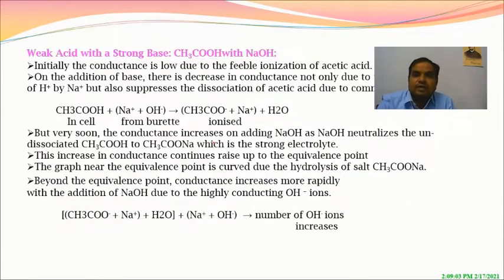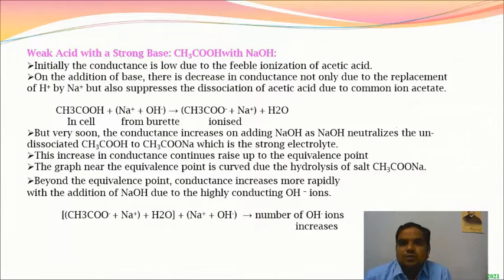Going further, the next one we have is the weak acid with a strong base. We are taking acetic acid versus sodium hydroxide. What we take in the burette is the sodium hydroxide, and acetic acid is taken in the beaker. Here, what is the analyte and what is the titrant? The analyte will be the acetic acid, and the titrant will be the sodium hydroxide.